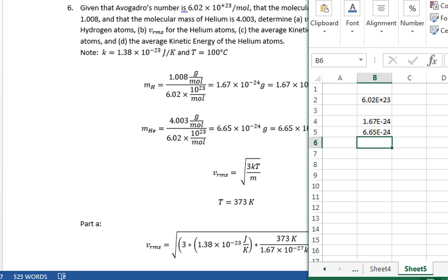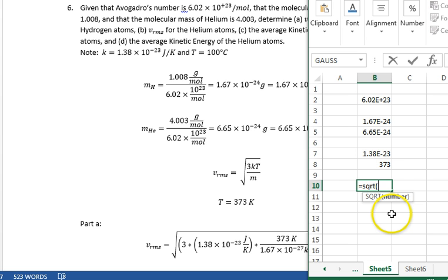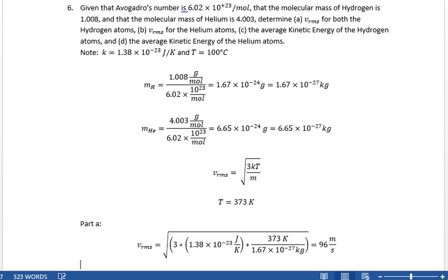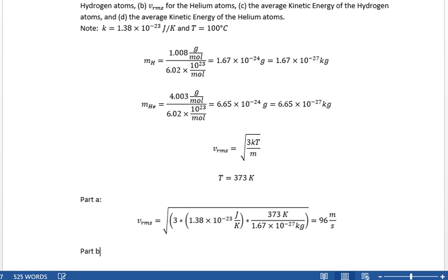Let's set this up in Excel. I'm going to put in the Boltzmann constant, 1.38 E minus 23, and the temperature, 373. We need the square root of 3 times the Boltzmann constant times the temperature divided by the mass of hydrogen. And we get 96 meters per second.